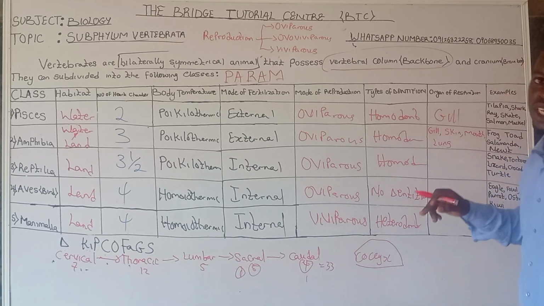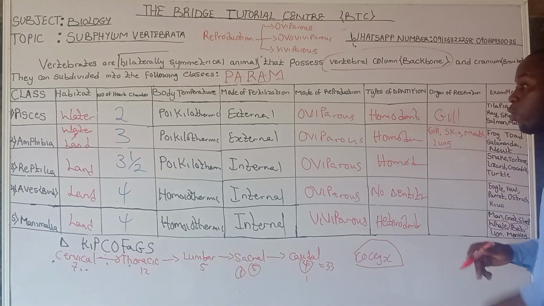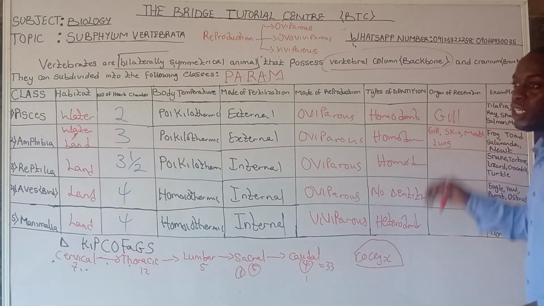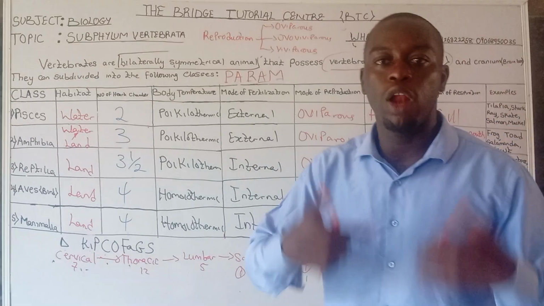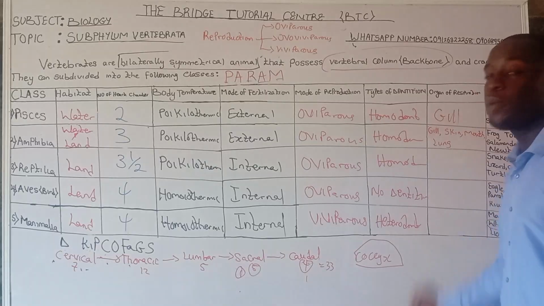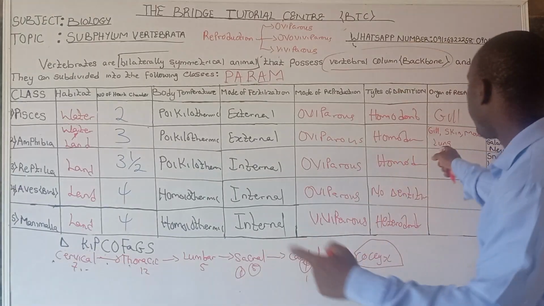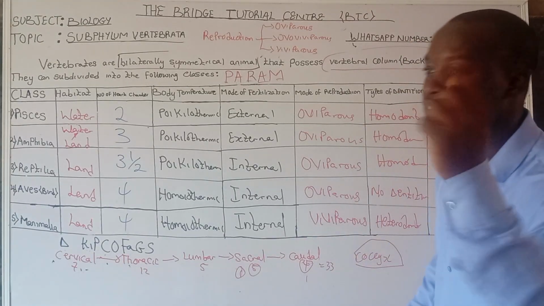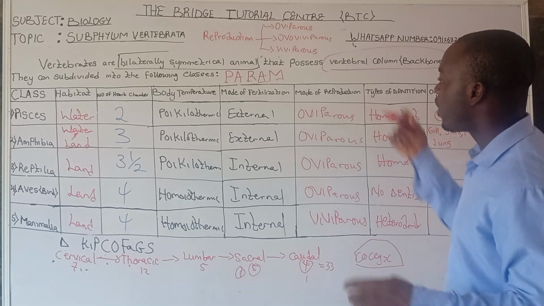The gill is being used when they are still young, that is the tadpole. The type of respiration when they are using the skin is called cutaneous respiration. When they are using the mouth, we call it buccal respiration. And finally, when they are using the lung, you call it pulmonary respiration. So that's for the amphibian.